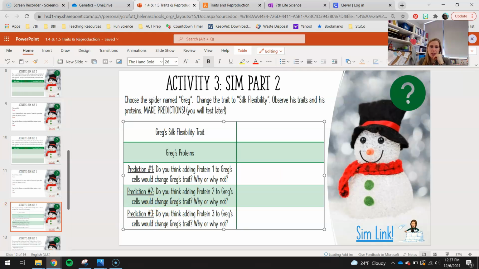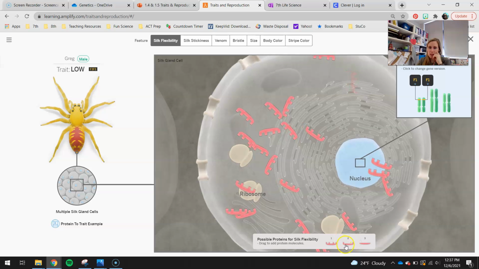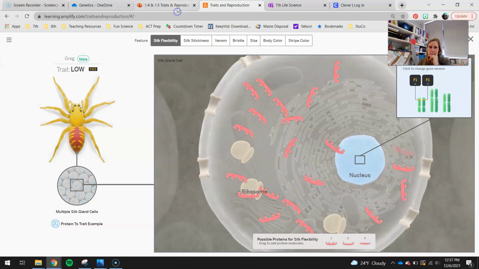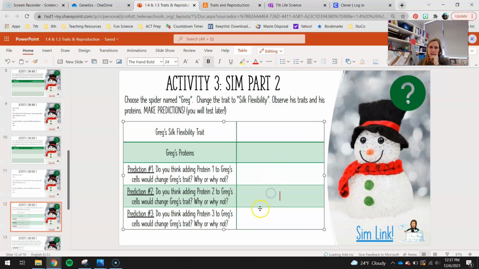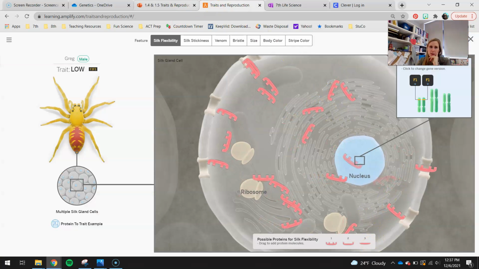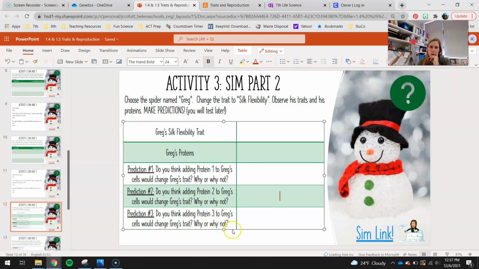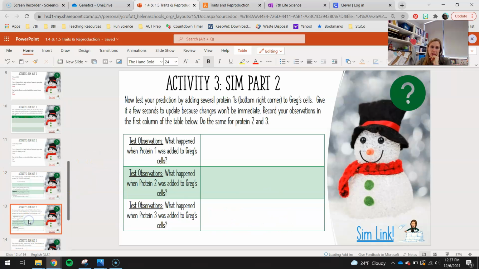Okay, prediction number 2, do you think adding protein number 2 would change his flexibility? So if I were to go in and add this protein, do you think that would change his flexibility? Say yes or no there and explain why. And then do you think adding protein 3 would change his flexibility? Again, why or why not? Okay, so you will make predictions there, and then you will test that on the next slide.